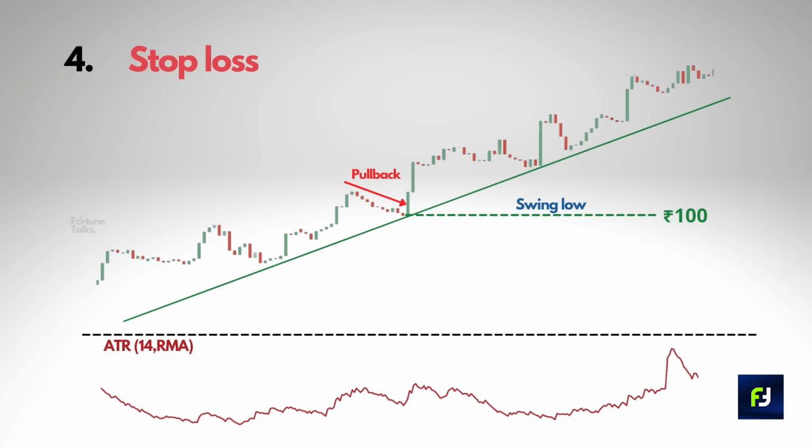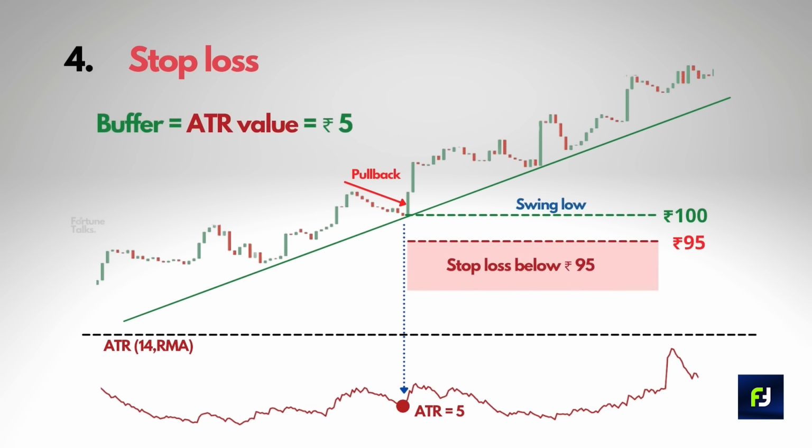Let us say the low of the pullback is 100 rupees. And let us say you pull out the ATR indicator and the average true range of the market is 5 rupees. You can simply take 100 rupees, which is the low of the pullback, and subtract 5 rupees, which is the value of the ATR at that specific period. Now your stop loss turns out to be 95 rupees, which sets a small buffer below the low of the pullback. A similar approach can be taken if the market is in a downtrend.